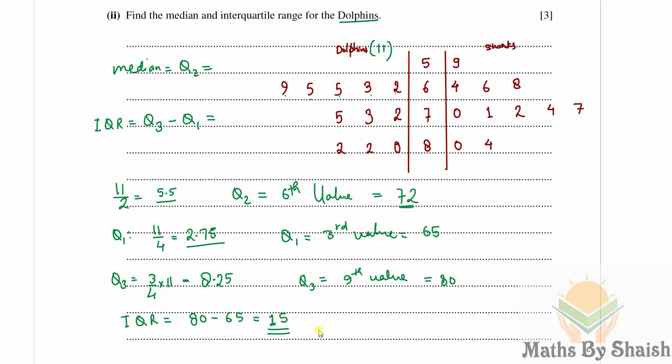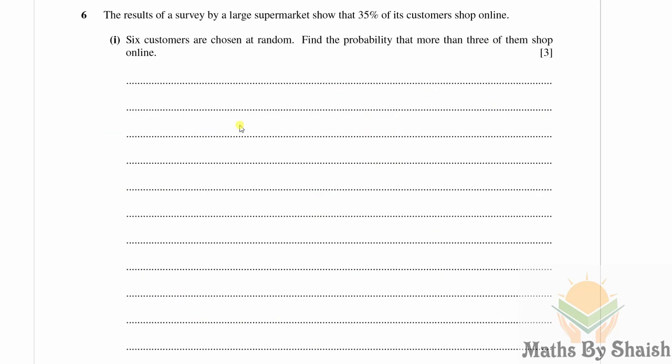So I hope it is clear. Let's do the next question. Question number 6. The results of a survey by a large supermarket show that 35% of its customers shop online. First question is, 6 customers are chosen at random. Find the probability that more than 3 of them shop online.